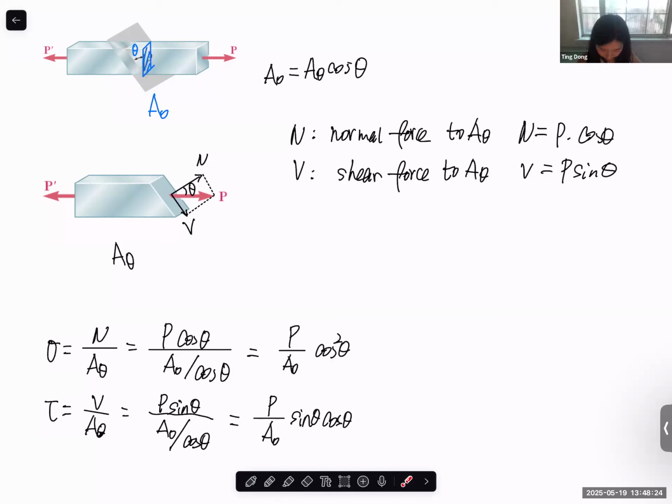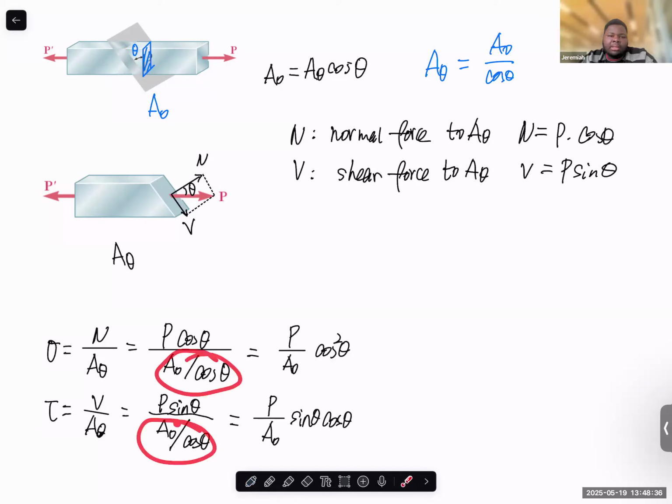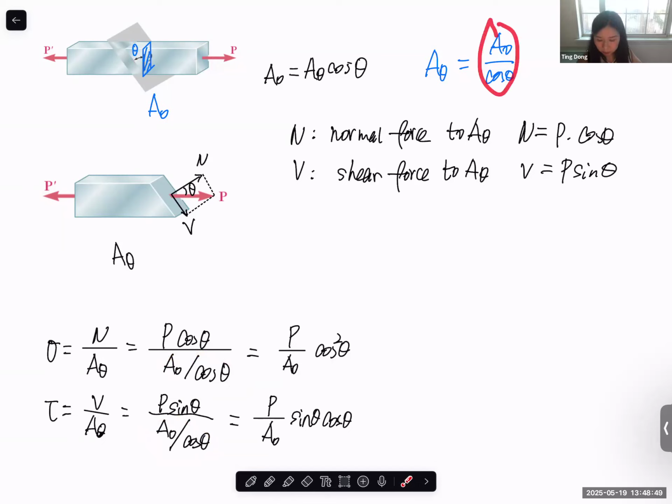Now we can write it so that in the equation, when we need A theta, we just write it as A naught cosine theta, right? Oh, we know A naught. Yeah, because normally you would know the cross-section dimension, and you would know the angle between the inclined plane and the cross-section area. So these are the given information. We need to use those to calculate A theta.